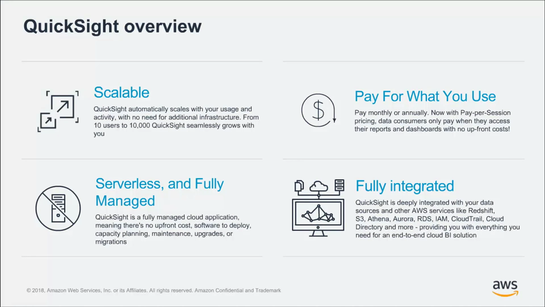When we talk about QuickSight, there's really four pillars of why we built QuickSight and the value that AWS can bring to the business intelligence space. The first is scalability. QuickSight is built, as all AWS services are, designed from the ground up to scale with you and with your needs. Whether you're delivering data to 10 users or to 10,000, QuickSight grows and scales with you with no additional infrastructure for you to provision or to manage or to worry about. It just grows with you as you go.